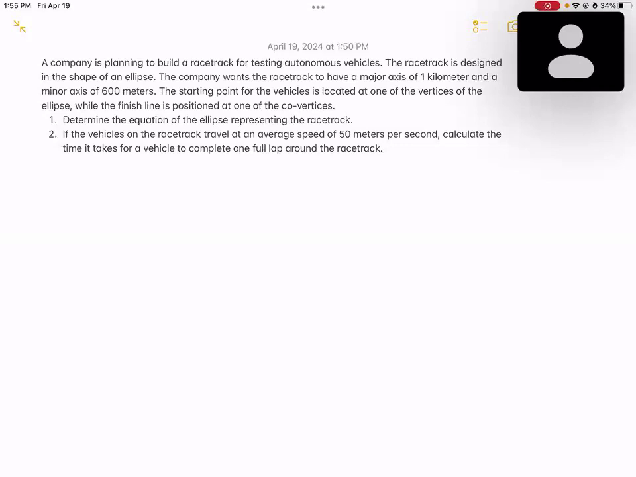So the equation of an ellipse centered at the origin is given by this equation. So we have x squared over a squared plus y squared over b squared is equal to 1. And so this is the general form of the equation of an ellipse. We know a is the length of the semi-major axis, and b is the length of the semi-minor axis.